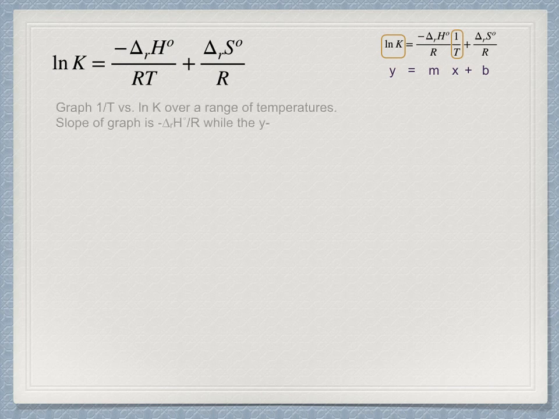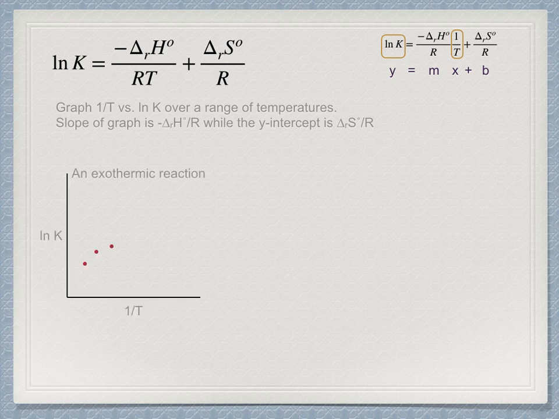If we create a graph of ln K versus 1 over T, this data would come from a series of experiments performed at different temperatures, then the slope is minus delta H naught over R, and the intercept is delta S naught over R. One makes the graph, determines the slope and intercept, which when multiplied by R, the gas constant, provides an experimental approach to determining these two fundamental thermodynamic properties.